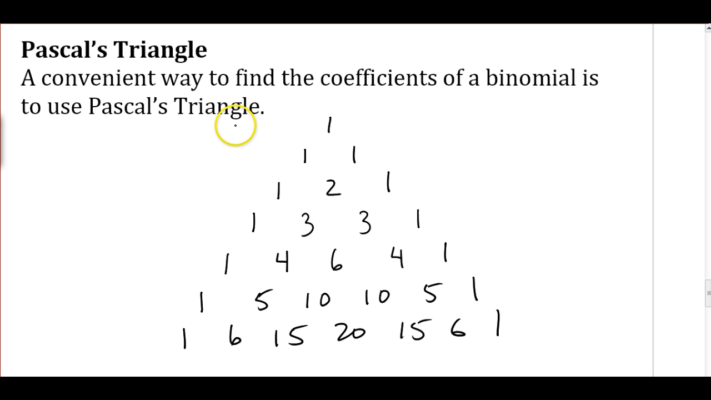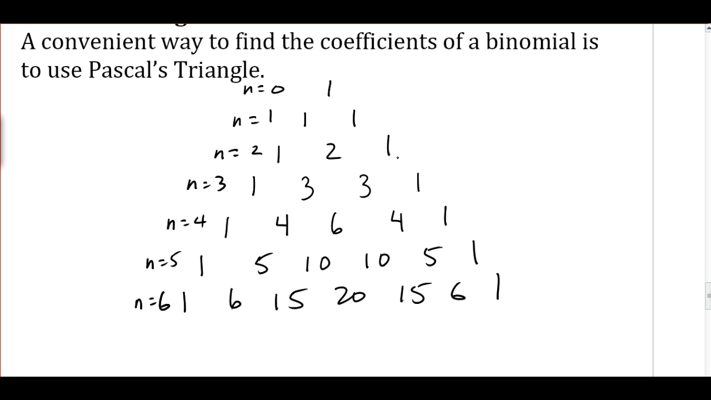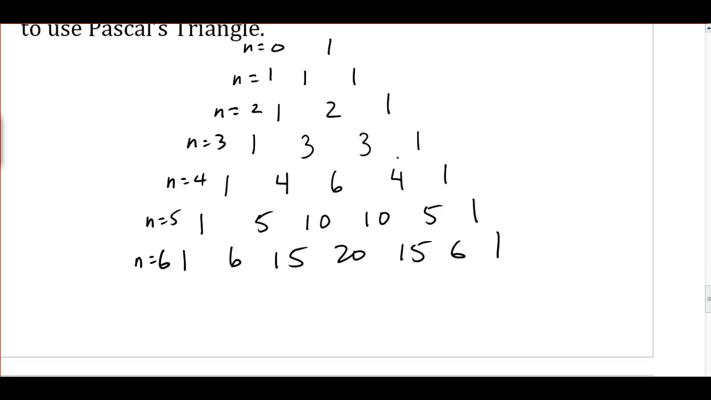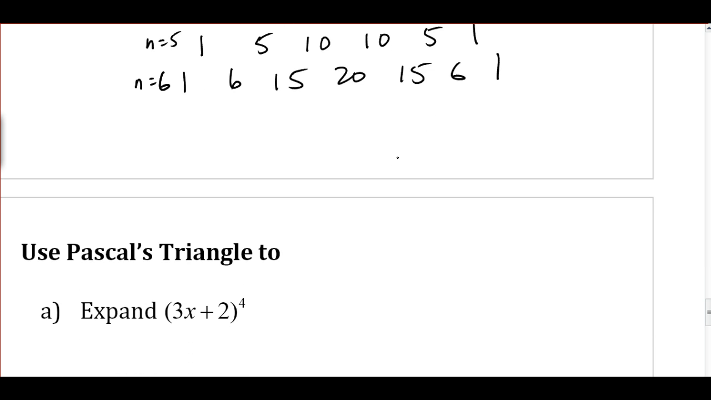Okay, and again, remember that this is for n is equal to 0. This is for n is equal to 1, n equal to 2, n equals 3, n equals 4, n equals 5, and n equals 6. Okay, so keep in mind, when we have our binomial raised to the second power, n is equal to 2, we get a trinomial. Okay, so we get 3 terms. So we're always going to have one more term than the degree of the polynomial.